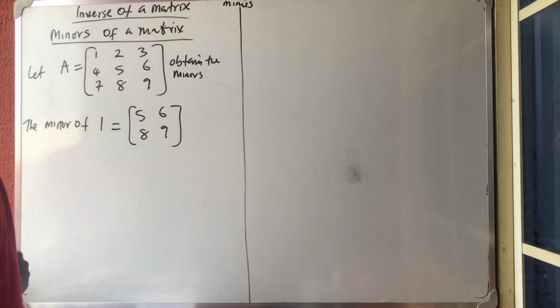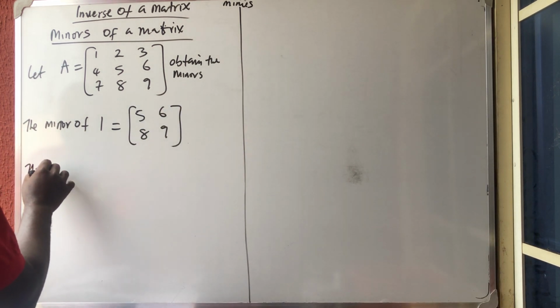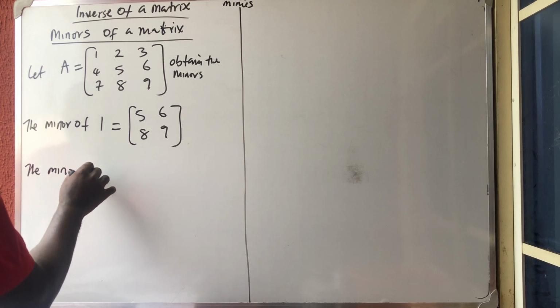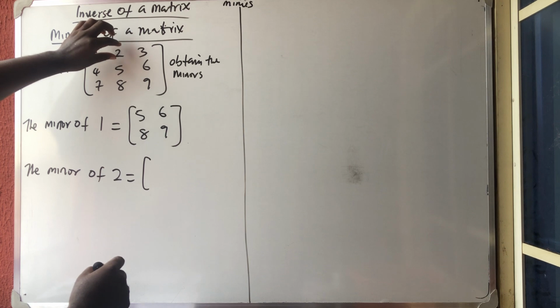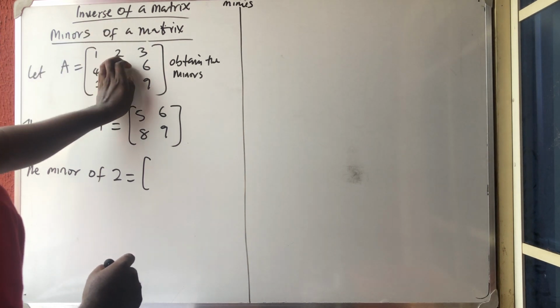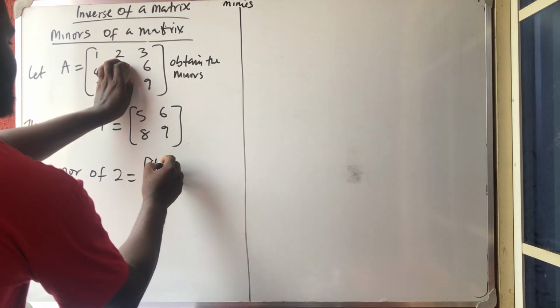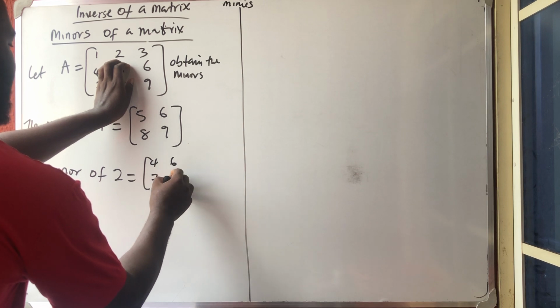As simple as that. So the next one now, the minor of 2. The minor of 2 is simply, look at 2 here, so I'm closing the row and column of 2, so I'm left with what? 4 6 7 and 9.